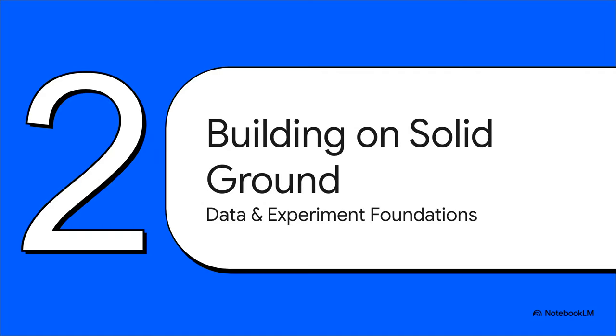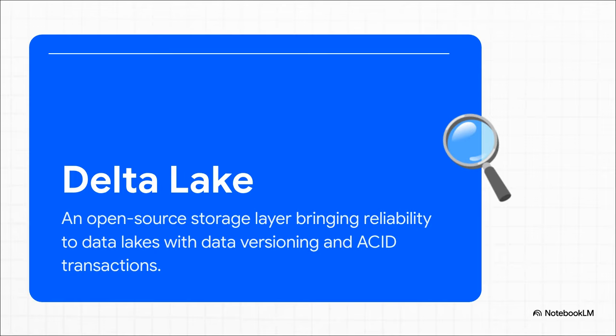So first things first, we have to build on solid ground. A great model absolutely needs a great foundation. And that foundation really begins with just two things: reliable versioned data and super organized experiments. And that brings us to our first tool, Delta Lake. Now, the easiest way to think about this is like a time machine for your data. Seriously. It's an open source layer that brings rock-solid reliability to your data lakes. It lets you do things like version your data and time travel back to older versions. This is absolutely critical when you need to reproduce an experiment perfectly, which is essential for debugging and validation.